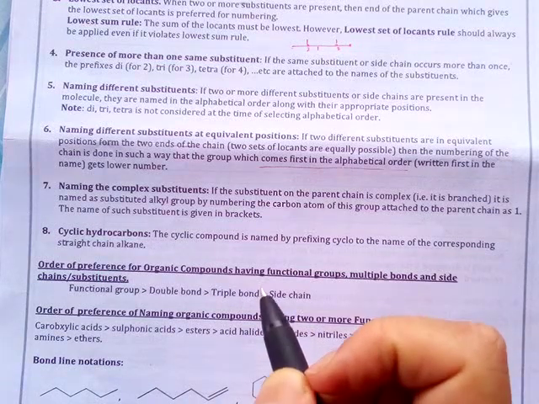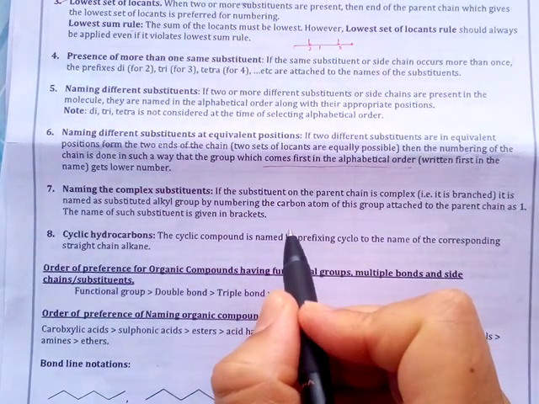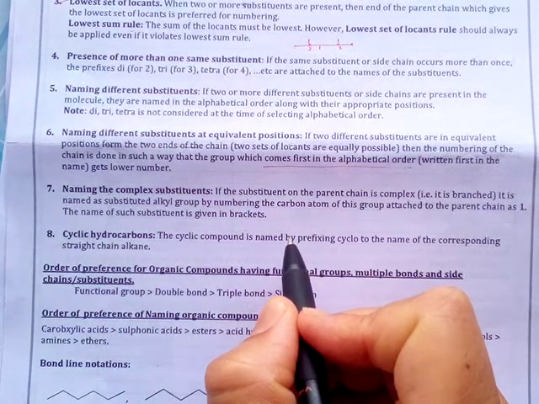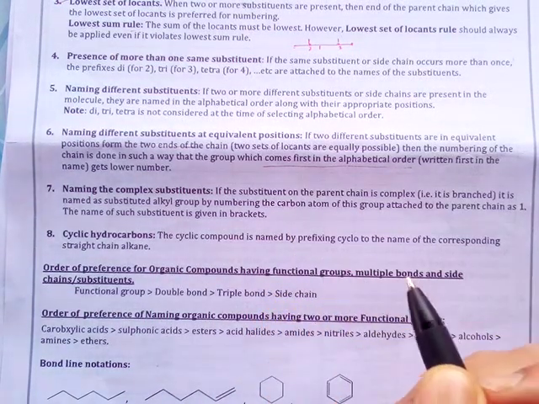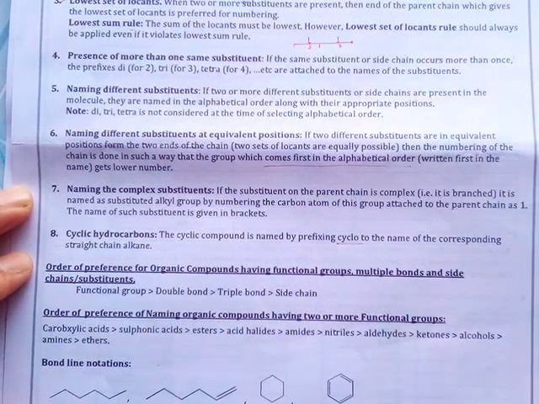The naming of complex substituents. The main thing is that the carbon which is attached to the parent chain in the complex substituent, you have to take that carbon as one, then you have to find the longest chain from there. Then for cyclic hydrocarbons, you have to write the prefix cyclo, okay.